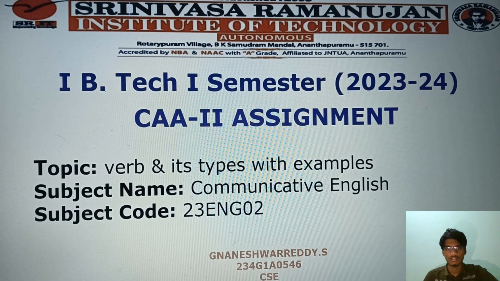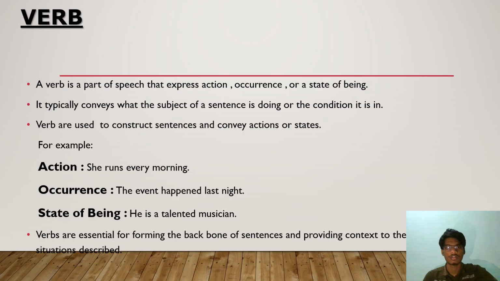My topic is verb and its types with examples. First, verb. A verb is a part of speech that expresses action, occurrence, or a state of being. It typically conveys what the subject of a sentence is doing or the condition it is in. Verbs are used to construct a sentence and convey action or states.